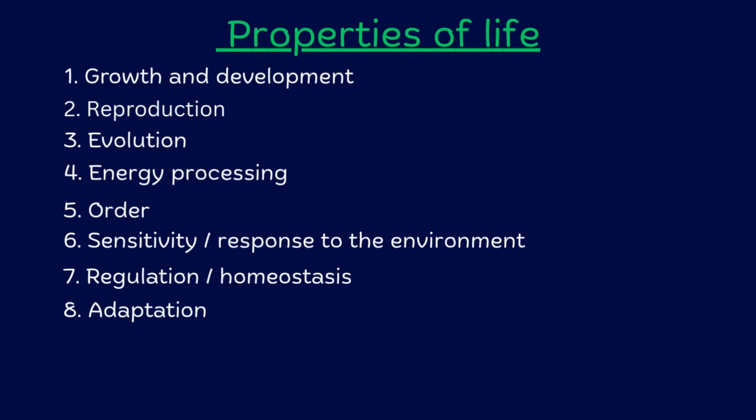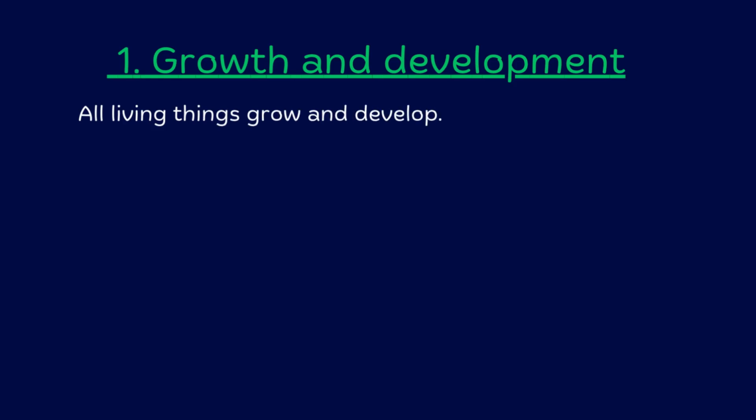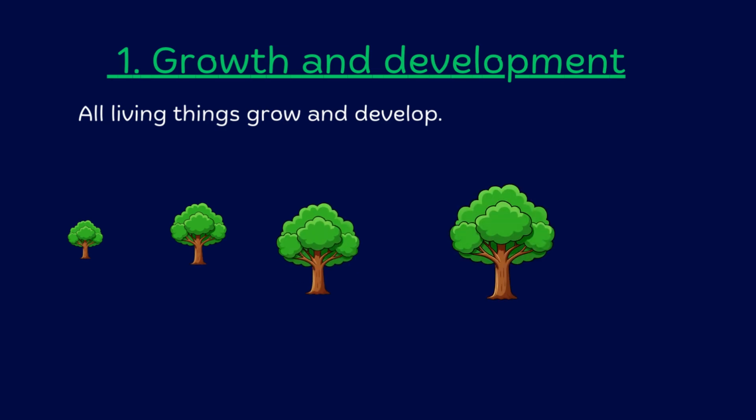Have you ever wondered how a tiny seed becomes a tall tree, or how a single cell becomes a human being? This is where growth and development comes in. Growth means an increase in size or number of cells. All living things grow by using energy to make new cells. Plants grow taller, animals grow bigger, and even microscopic organisms grow by dividing into more cells. Development means change over time.